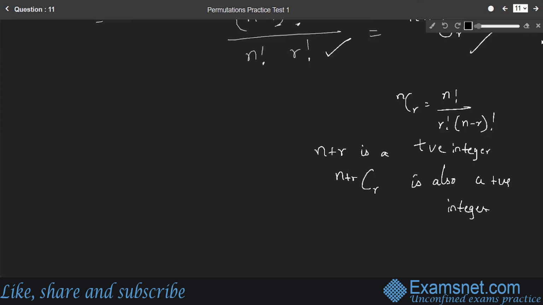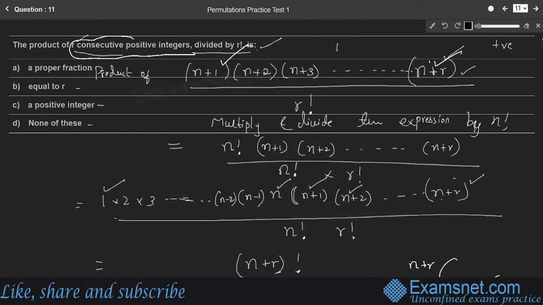What is the value of r, whether it is greater than 1 or less than 1? We don't know the value. Since the whole value of n plus r is positive, n plus r C r is also a positive value. Therefore, option C is the right answer.